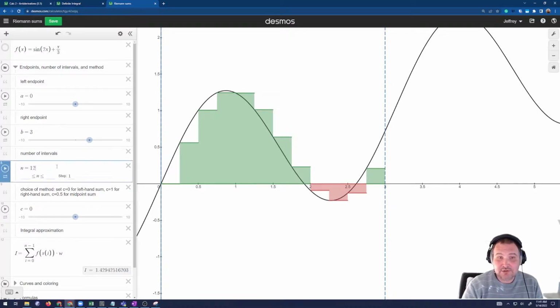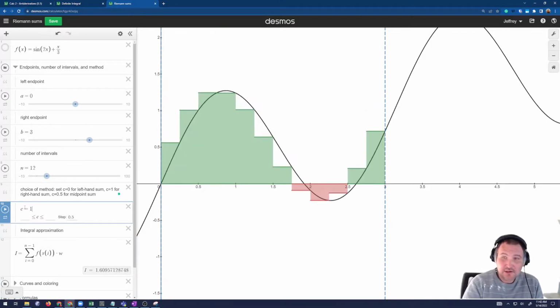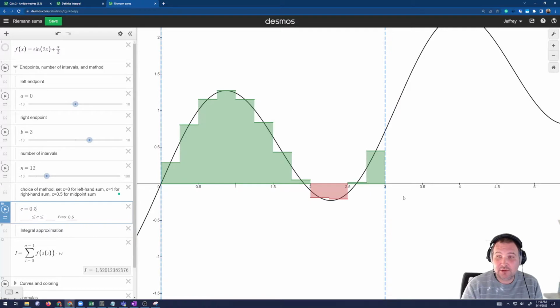Now down here you can see n equals 12, so that's the number of subintervals. That means that we're going from 0 to 3, so we're chopping each unit interval into 4 pieces. So between 0 and 1, we have 4 rectangles. And this part down here is asking us if we want the left-hand rule, midpoint, or right-hand rule. Right now it's equal to 0, so it's using the left-hand sum. If we wanted to use the right-hand sum, we can change that to 1. Now it's using a right-hand sum. The midpoint rule, 0.5. And now we can see we're using the midpoint rule.